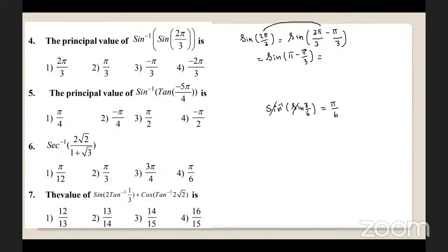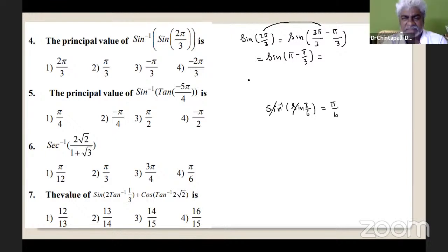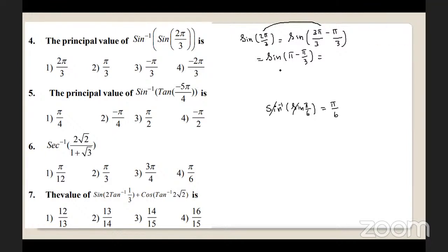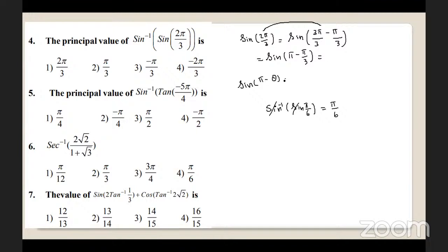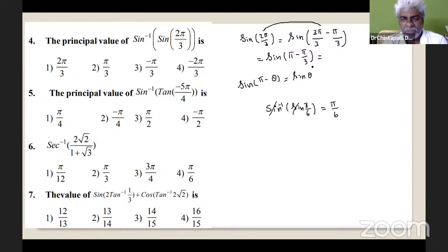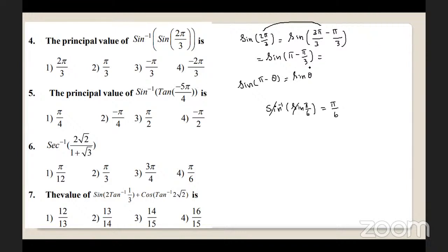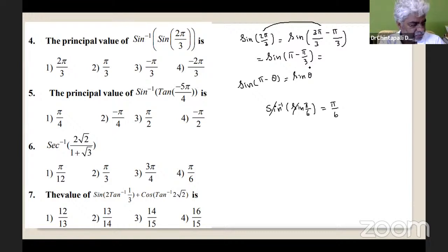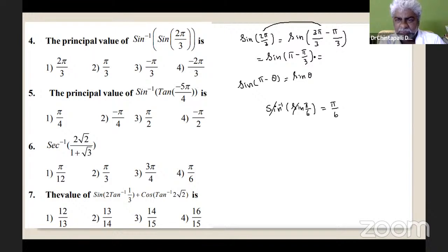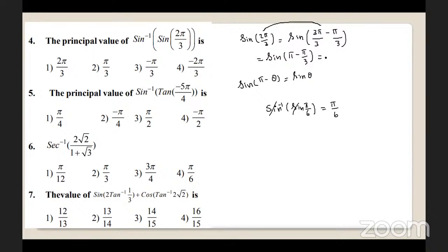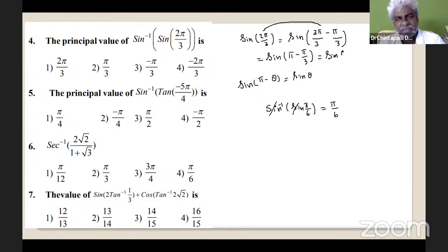Sine of 180 minus theta. 180 minus 60 is 120. Don't do the calculation, use this formula. Sine of pi minus pi by 3 is plus sine pi by 3, because the angle belongs to the second quadrant, and in the second quadrant sine is positive. That's why sine of pi minus pi by 3 is sine pi by 3. Agree that sine 2 pi by 3 and sine pi by 3 are both the same.